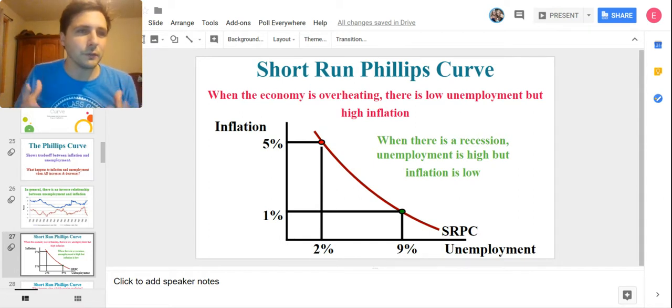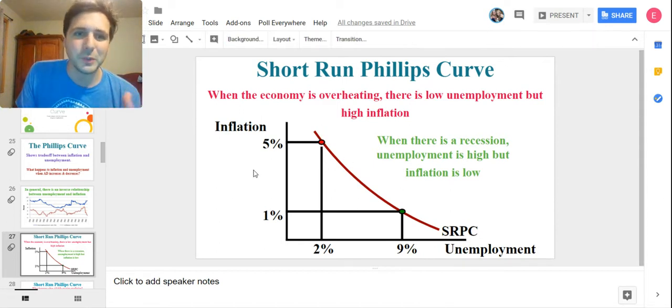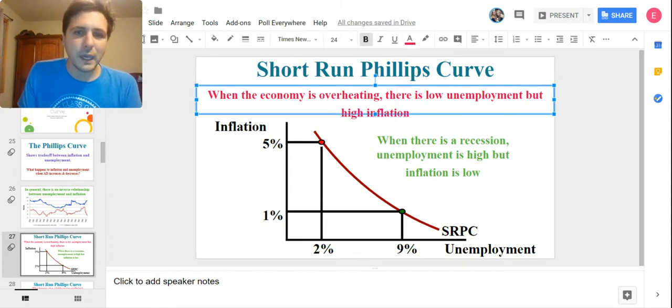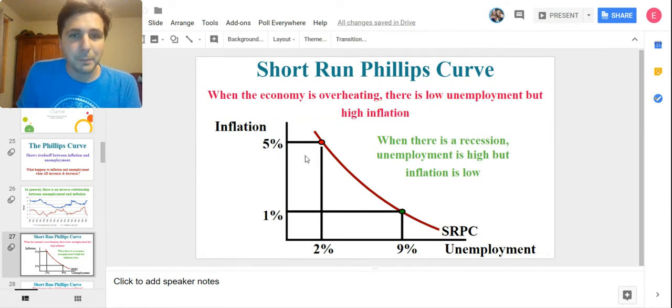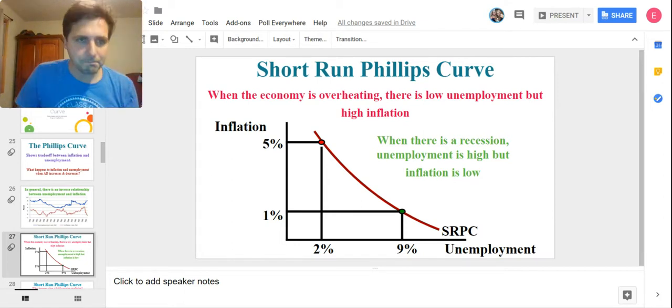Right? I like to think of the Phillips curve like a slide. When you're at the top of the slide, right, it's danger, danger. You're getting too high, prices are rising too much, and you have an inflationary gap. At the top of the slide, it's an inflationary gap. So when the economy is overheating, there's going to be low unemployment rate and high inflation. You're going to be at the top of the slide because you keep on going up, prices keep on rising, so you're at the top.